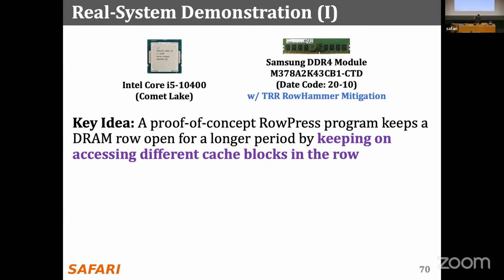So we have a proof of concept program on this system. The key idea of this program is to keep accessing different cache blocks that belong to the same DRAM row, so that we can force the memory controller to make that row stay open for a longer period of time.